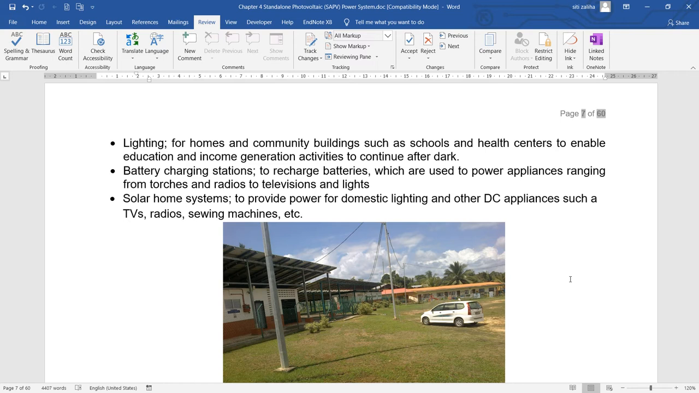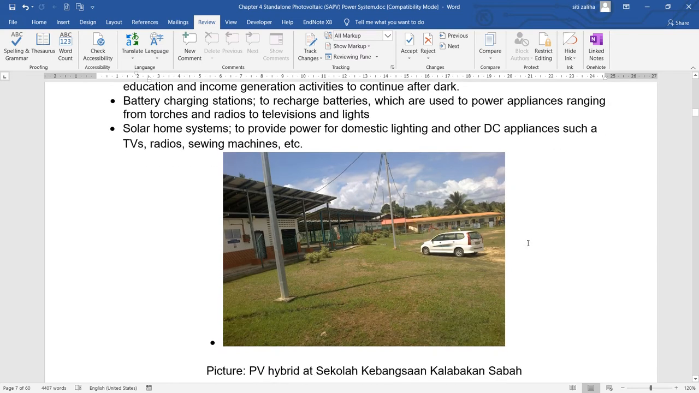So some of the SAPV systems are used as battery charging stations to recharge batteries, which are used to power appliances ranging from torch and radio to television and light. Usually for rural and residential areas, we have the SAPV solar home system that provides power for domestic lighting and other DC appliances or AC appliances such as TV, radio, sewing machine, etc. So this is another example of a PV hybrid system at Sekolah Kebangsaan Kalabakan, Sabah. Same concept, we have a PV array here and also a generator.